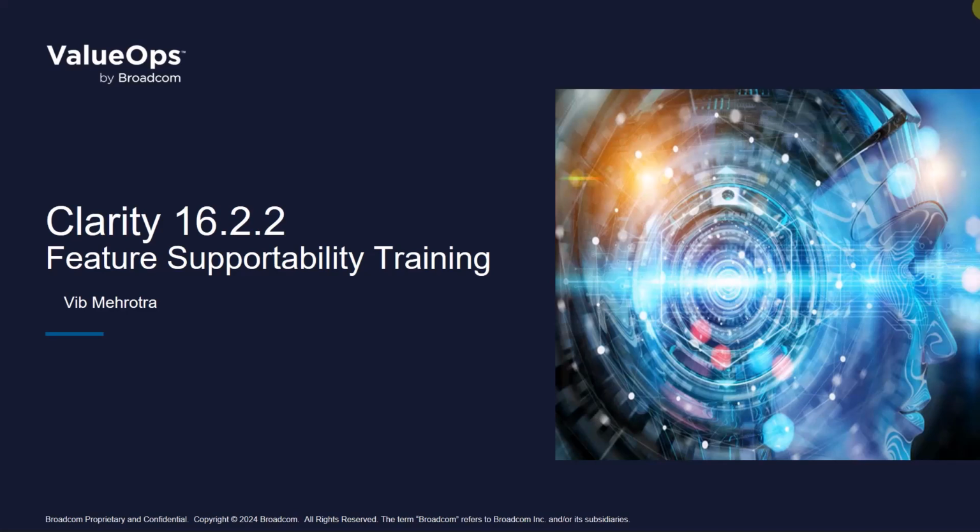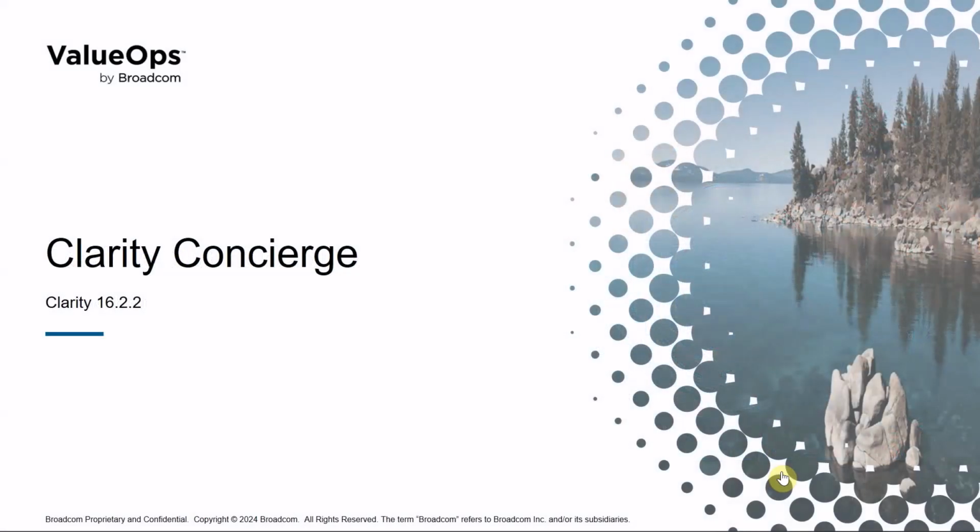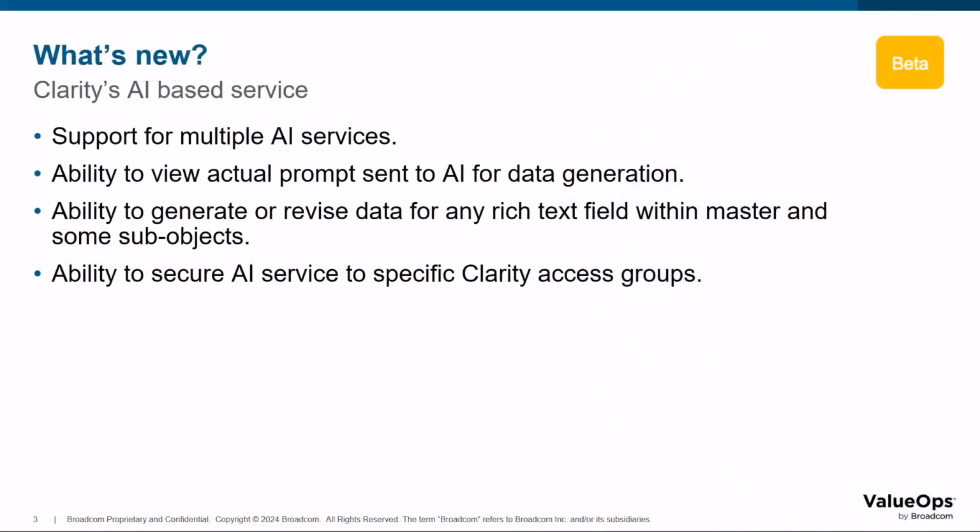I am Web Mehrotra, and as part of this training we will be talking about the Clarity Concierge enhancements. As part of this release, we are now supporting multiple AI services. We will provide the ability to view the actual prompt that is going to be sent to the AI for data generation. We'll provide the ability to generate or revise data for any rich text fields within the master and some sub-objects. And finally, we will provide the ability to secure the AI service to specific Clarity access groups.